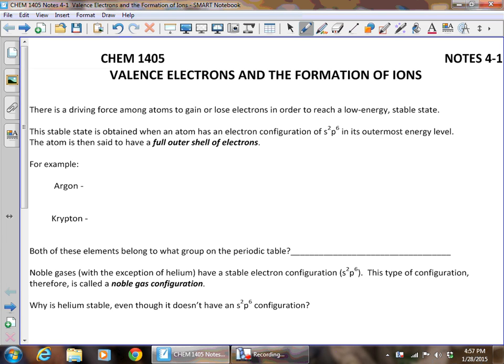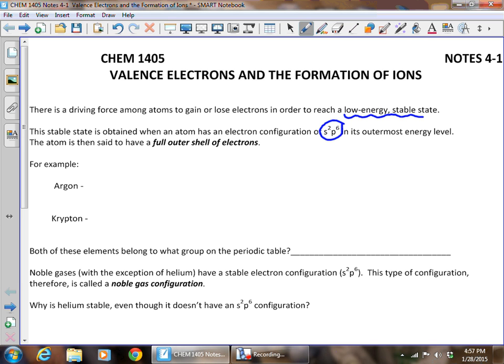So in our discussion today, I want to talk about valence electrons and how these valence electrons affect the formation of ions. There's a driving force among atoms to gain or lose electrons in order to reach a low energy stable state. And this stable state is obtained when an atom has an electron configuration of s2p6 at its outermost energy level. The atom is then said to have a full outer shell of electrons.